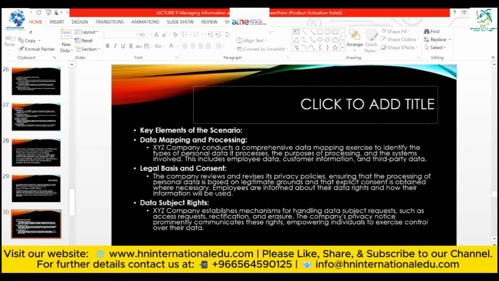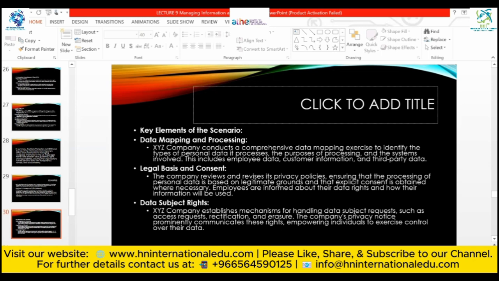Legal basis and consent. The company reviews and revises its privacy policies, ensuring that the processing of the personal data is based on legitimate grounds and that explicit consent is obtained where necessary. Employees are informed about their data rights and how their information will be used. Before taking the information for any certain project, which we are going to hold on a national level or maybe international level, we are going to inform our clients, whether they are consumers, employees, workers, and so on.